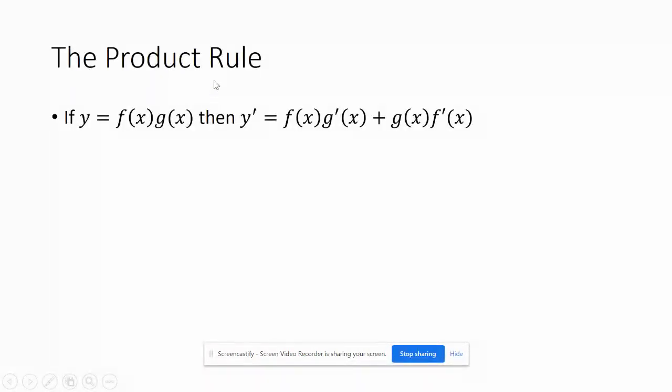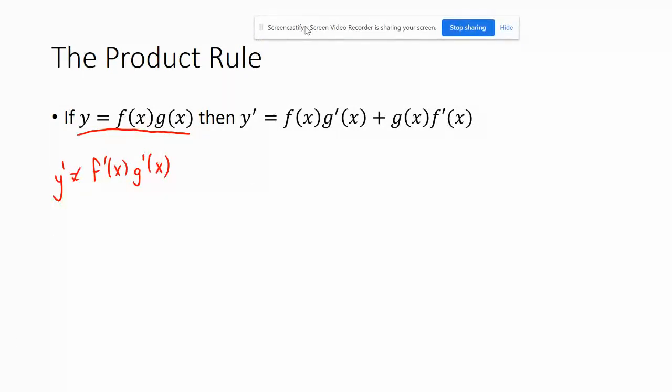The product rule is when we're dealing with functions where we have f of x times g of x, and we need to figure out the derivative. Now, unfortunately, the derivative does not equal f prime of x times g prime of x. It just does not work like that. This is a not equal. It would be very easy if it was, but unfortunately, it just does not work that way.